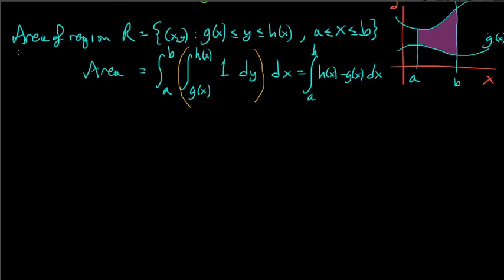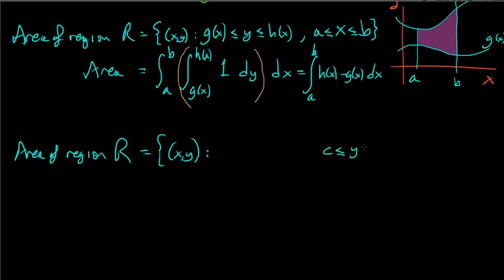Of course, you might have another region. So we want the area of another region. I'll also call it R. But now, your region is given as a set of points such that, let's say y goes from c to d, and x goes from, say, a function of y, so g of y, to h of y. Right? So what would that look like?